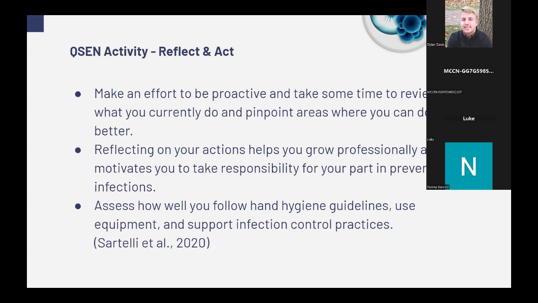For the activity, make the effort to be proactive and take some time to review what you currently do and pinpoint areas where you can do better, reflecting on your actions to help you grow professionally and motivate you to take responsibility for your part in preventing infections, assessing how well you follow hand hygiene guidelines and use equipment and support infection control practices.